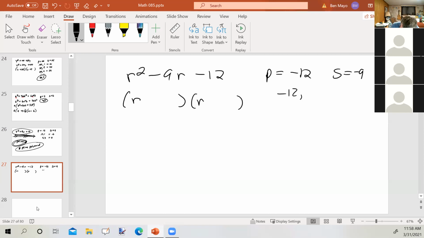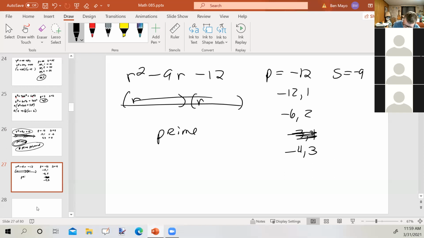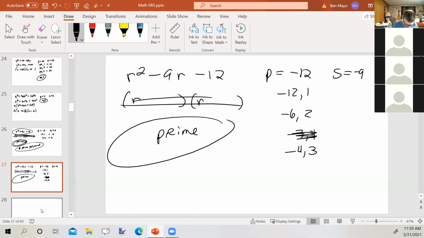So how about negative 12 and 1, negative 6 and 2, well, it couldn't be that one because the larger number has to be negative. So negative 4 and 3. None of those add up to negative 9, do they? Again, this is prime.